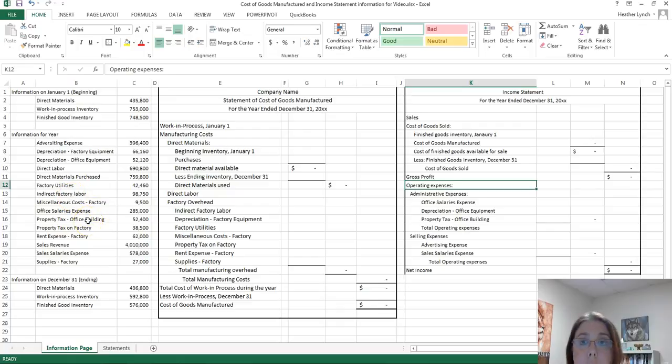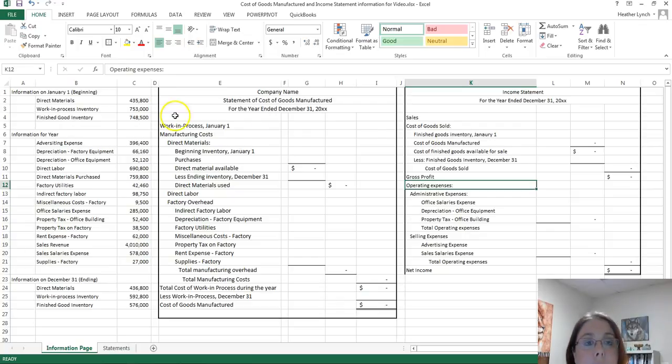Now, on a manufacturing company, we do a statement of cost of goods manufactured, and then when we do our income statement, we transfer our cost of goods manufactured number over to our income statement so then we can complete that. So let's go through this statement. This is going to give you a good idea of what areas and what to look for.